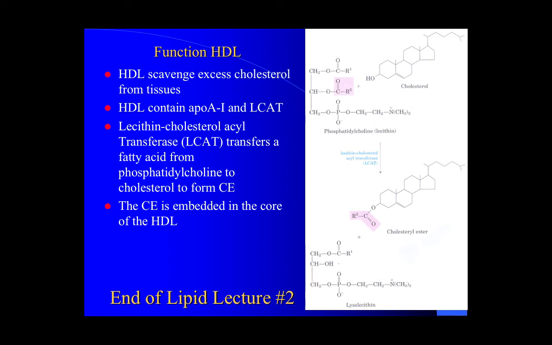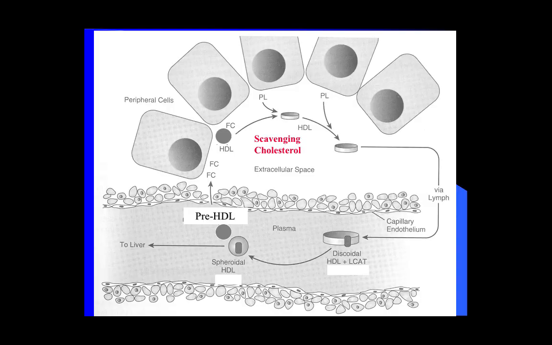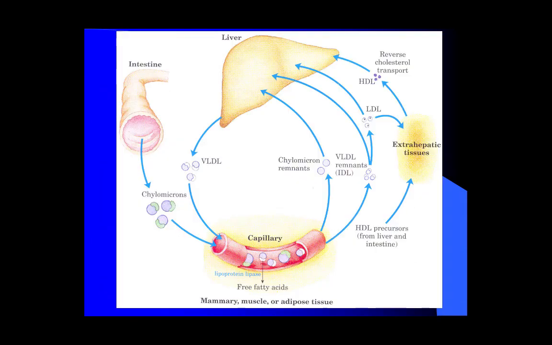So again, big picture, think about what HDL is doing. HDL is made in the liver, it's made in the small intestine, goes into the blood, leaves the blood, picks up cholesterol, goes back to the blood, allows LCAT to convert cholesterol to cholesterol ester, and then HDL goes to the liver and is absorbed. So that's what this one shows. Here's HDL. It's picked up cholesterol, converted it to cholesterol ester, takes it to the liver. That's going to be excreted, more than likely.